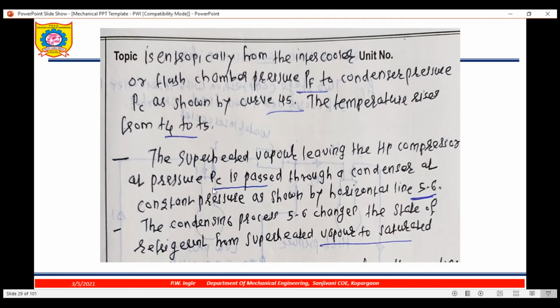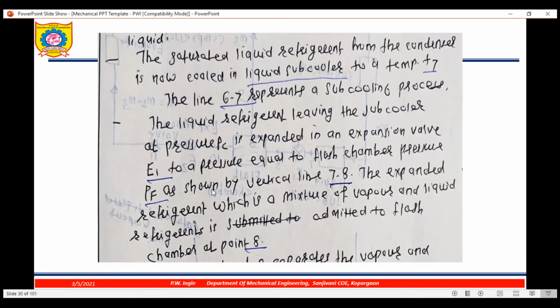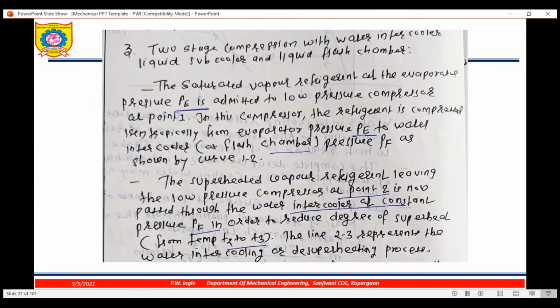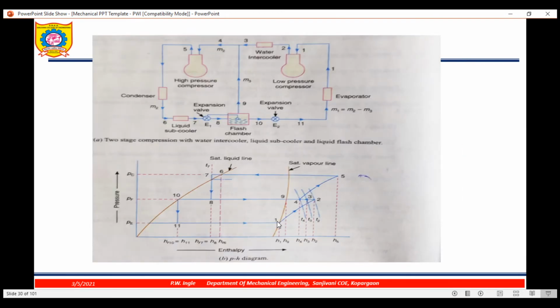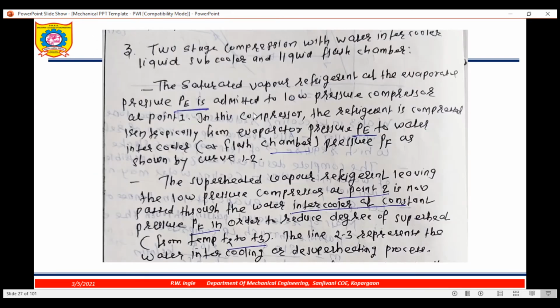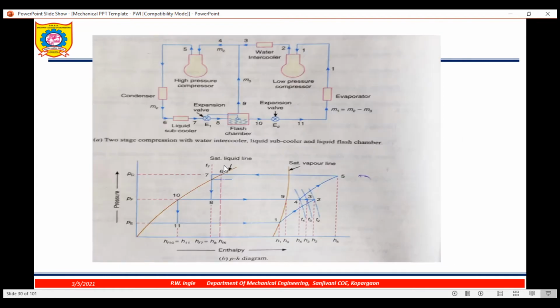Now we'll see step by step. The saturated vapor refrigerant at the evaporator pressure is admitted to the low pressure compressor at point 1. Here you see the low pressure compressor at point 1. Then in this compressor the refrigerant is compressed isentropically from evaporator pressure to water intercooler pressure or flash chamber pressure PF, shown by curve 1 to 2. So this is 1 to 2. This is the flash chamber pressure line.